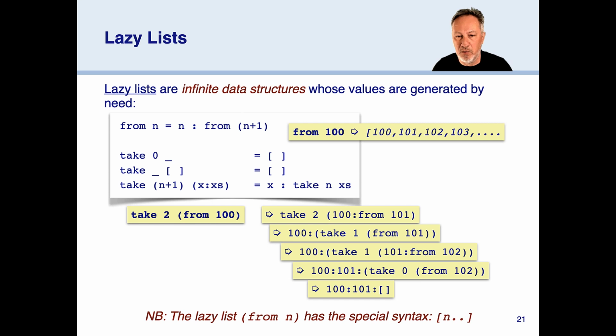So this shows us quite clearly that we can manipulate such infinite lists and use them in a practical fashion simply because they are evaluated lazily. Notice that the from function is built into Haskell with the special syntax list n double dot without any terminating value. So from 100 is the same as left bracket 100 dot dot end bracket.